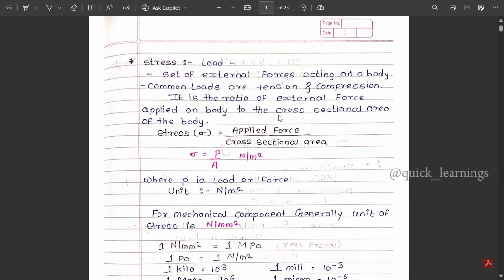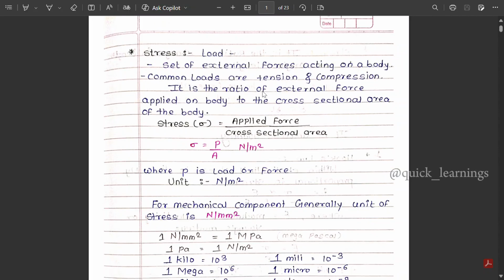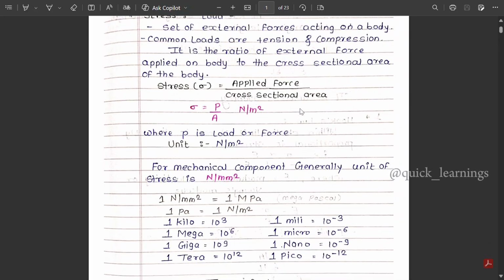Like on a plane surface roof, the stress is applied at one of the points and directly perpendicular to the area vector of the surface. So it is the ratio of the external force applied on the body to the cross-section area of the body. The formula is stress is equal to applied force upon cross-section area, where P is the load or force.